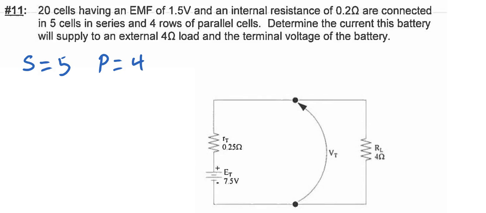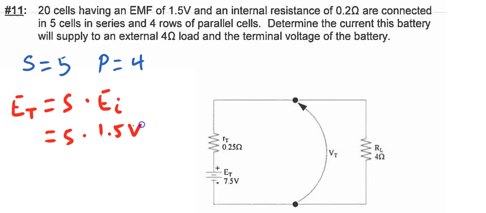Now, when we try to produce the equivalent circuit shown, we'll start off by saying that the EMF of the battery, or the ET, is equal to S times the EMF of a single cell. And so that gives us 5 multiplied by 1.5 volts for a total EMF of 7.5 volts.